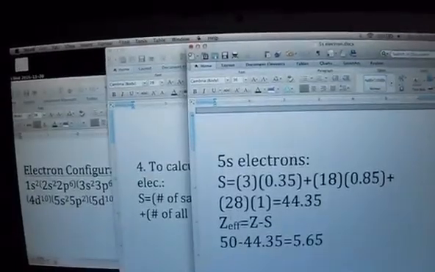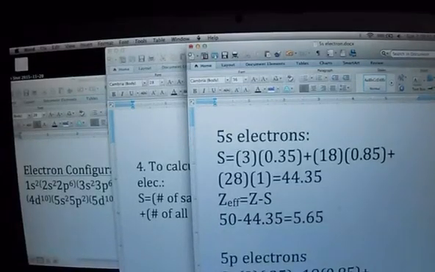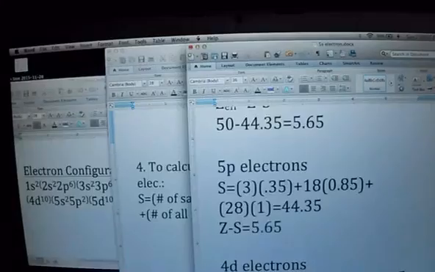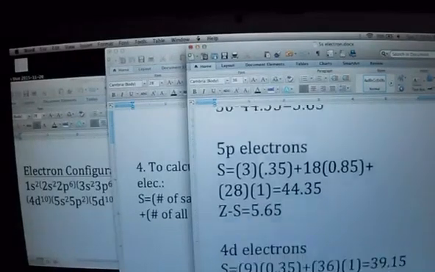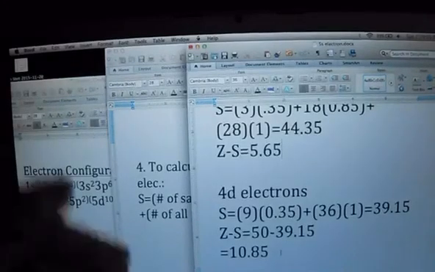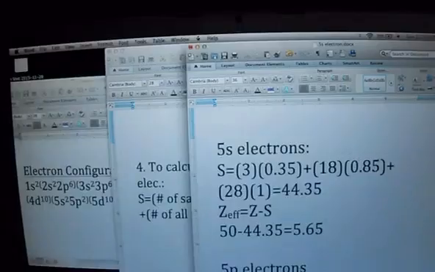After doing the electron configuration, we found S, and then found the effective nuclear charge. For the 5s, it was 5.65. For the 5p, it was also 5.65. I haven't typed it yet, but same shielding, same nuclear charge. It's going to be the same effective nuclear charge. And lastly, we see how the 4d electrons, since they're less shielded, experience more of the effective nuclear charge, like the 5s and the 5p. 50 is the nuclear charge, but out of that, it's only experiencing a small amount due to shielding. That shows you just how important shielding is.